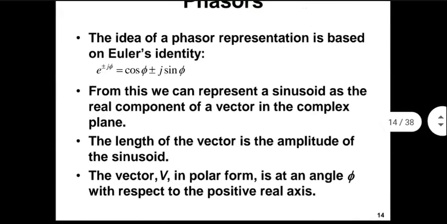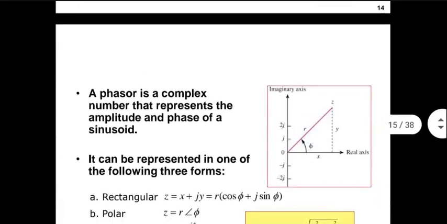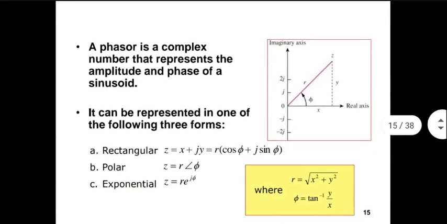Phasors, I have already explained. They are complex plane representation of time varying signals. Here is a formal definition. Phasor is a complex number that represents the amplitude and phase of a sinusoid.